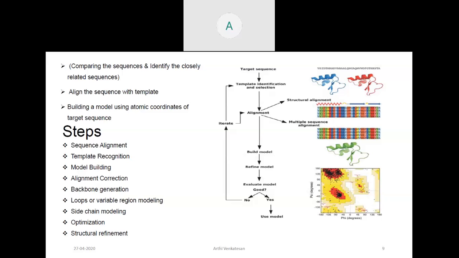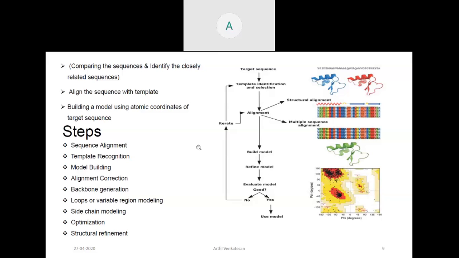Once I have done the alignment, I build a model, and only then can I get the protein structure. Once I have built the model, I refine it, and then I go for evaluation. If the model is not good, I need to redo the steps from the start. If the model is good, you can go for validation, and for validation we can use the Ramachandran plot.